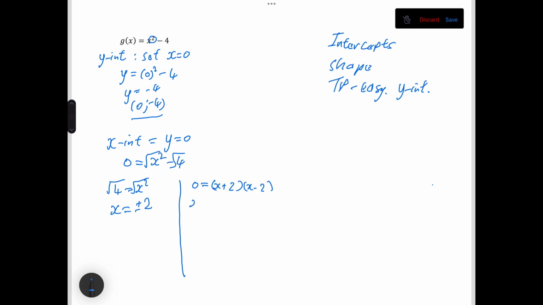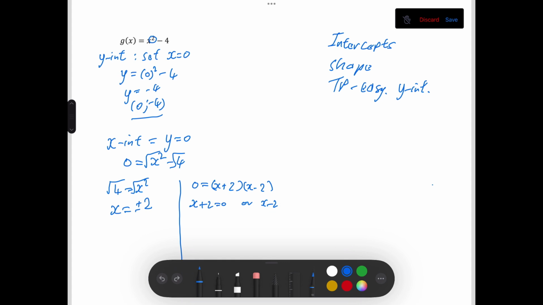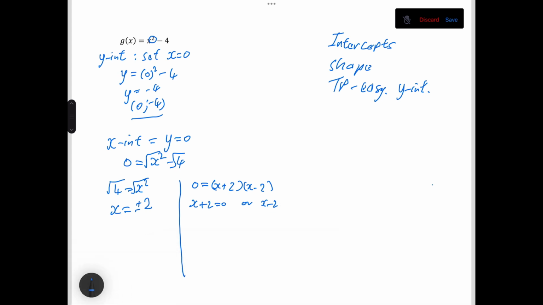Either way can work, right? And then we put both brackets equal to 0 and we solve it. And then x is equal to -2 or x is equal to 2. And that's basically how you do that. Simple and easy both ways. Right, we write down the coordinates, (-2; 0), and then (2; 0) as well.